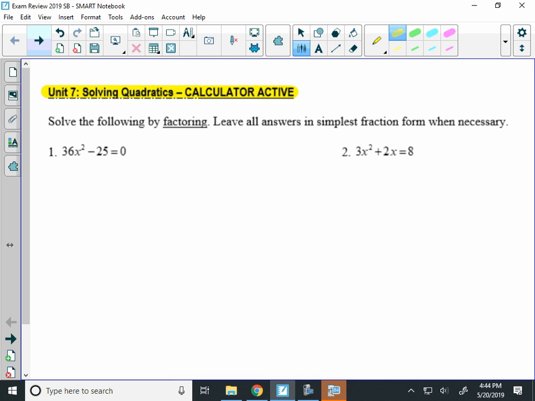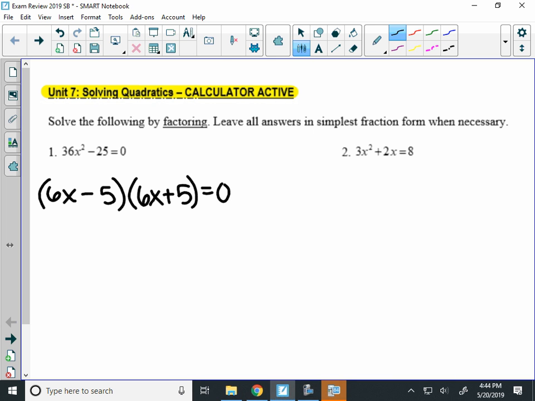Problem 1 is 36x squared minus 25. There's two terms here. There's no GCF, so we're going to factor by the difference of squares. The square root of 36x squared is 6x, and the square root of 25 is 5. So it'll be 6x minus 5 times 6x plus 5 equals 0.